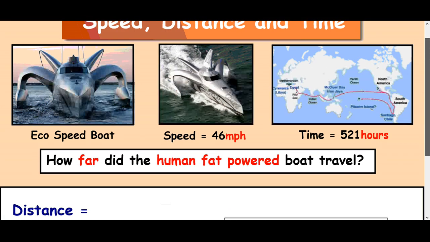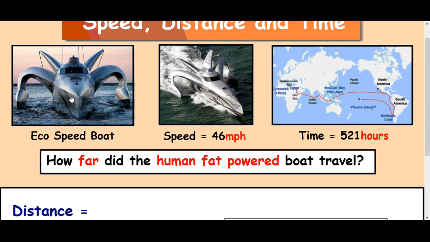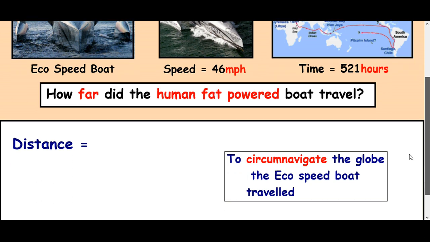I'm just going to look at this Eco Speedboat. This is a real boat and it's powered by human fat of all things. It travels at 46 miles per hour, and somebody actually took it around the world and they took 521 hours to do it. So if you think of it travelling at a constant speed of 46 miles per hour and it was doing it for 521 hours, we can work out how far it travelled just by doing that formula we talked about.